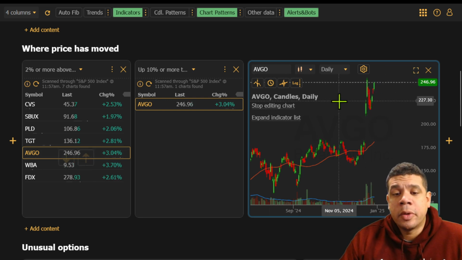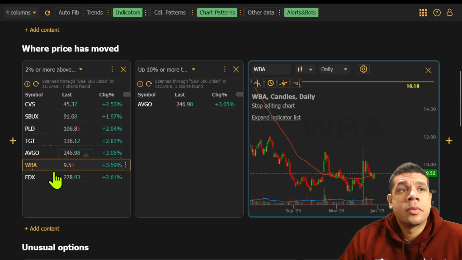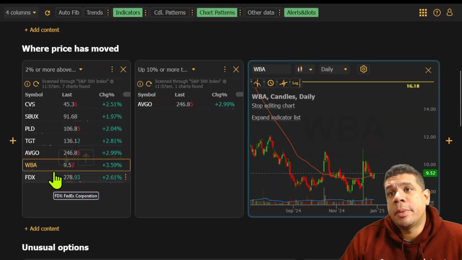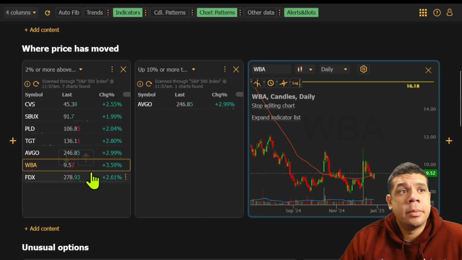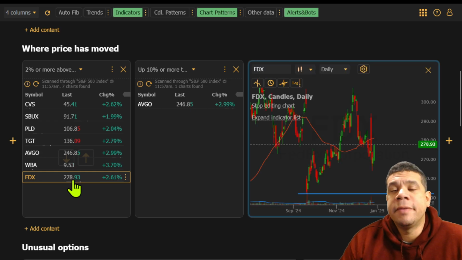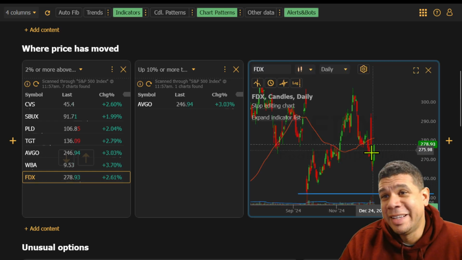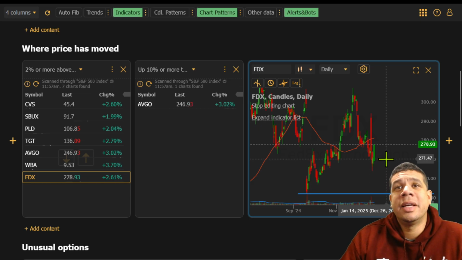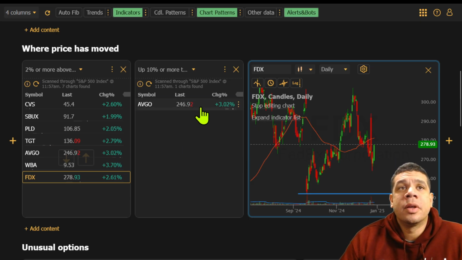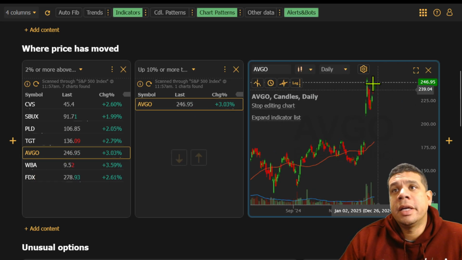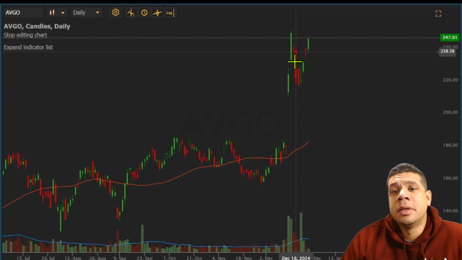It looks like a Momo hammer in force. Walgreens trying to get their act together, 2-2 reversal back up. FedEx, finally I got my packages, 2-1-2 reversal up on the day. You can see that quickly. Again, AVGO, Momo hammer in force. You can blow that up and look at that.